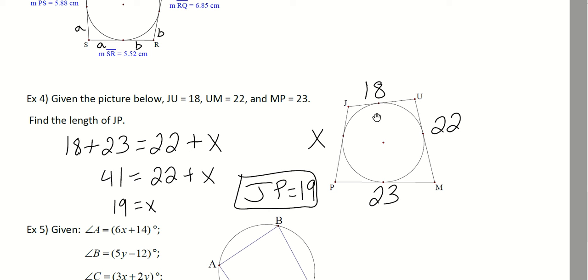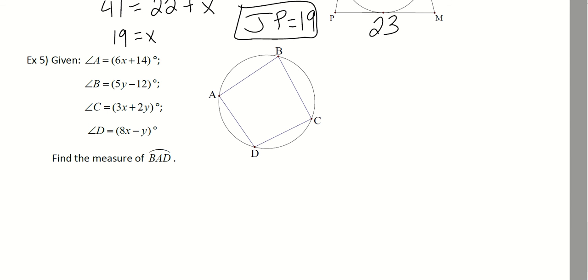All right, so we know the opposite sides, their sums are going to be congruent to each other, or equal to each other. So 18 plus 23 is equal to 22 plus x. You see that here, 22 plus x. So x is going to be the length of JP. We solve for x and we get 19 equals x, so JP equals 19. Last example, try this one on your own.